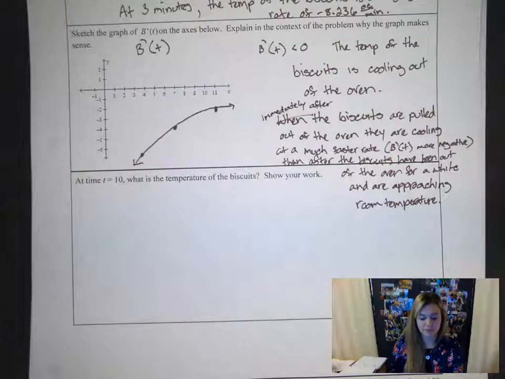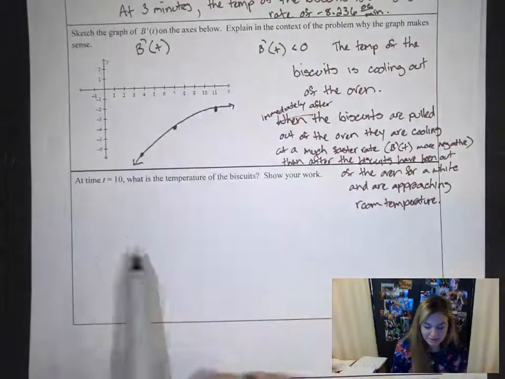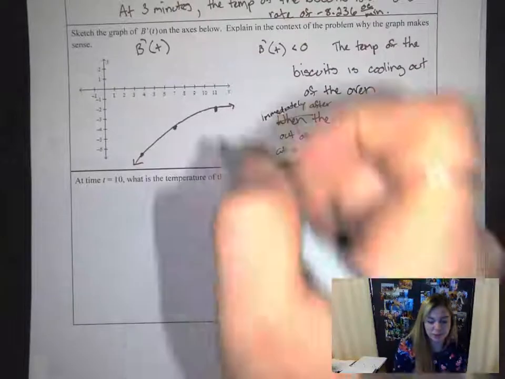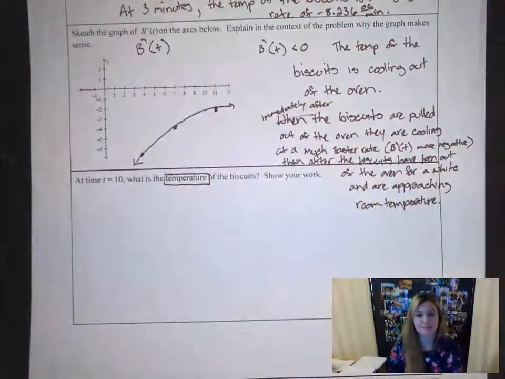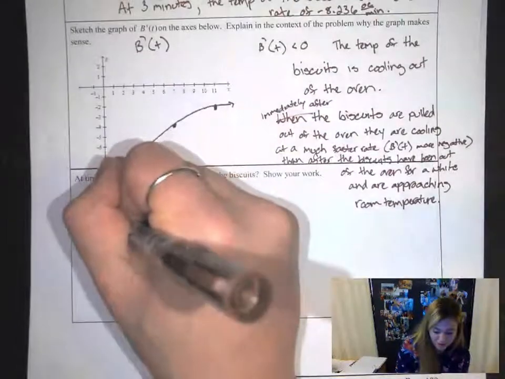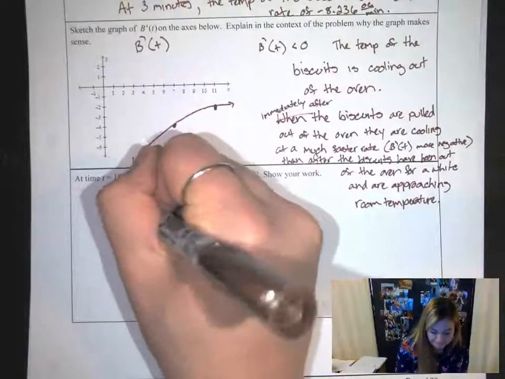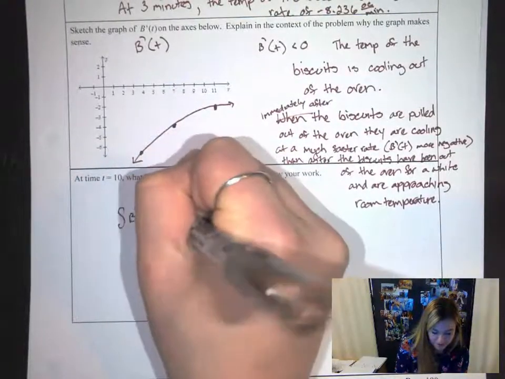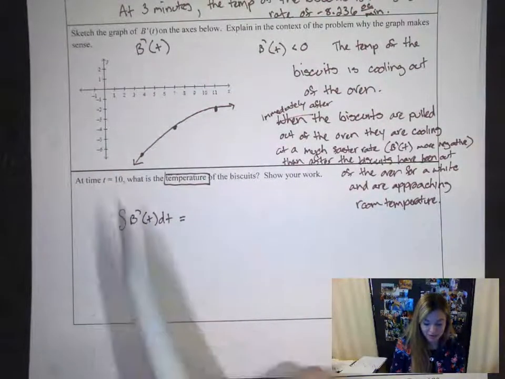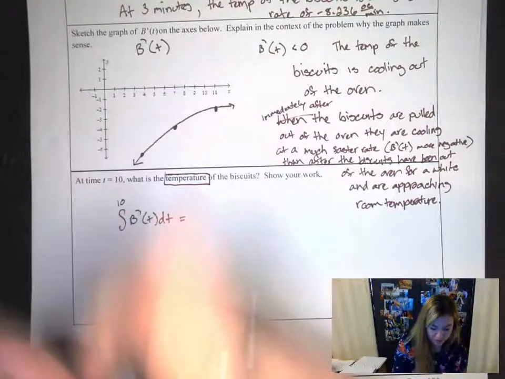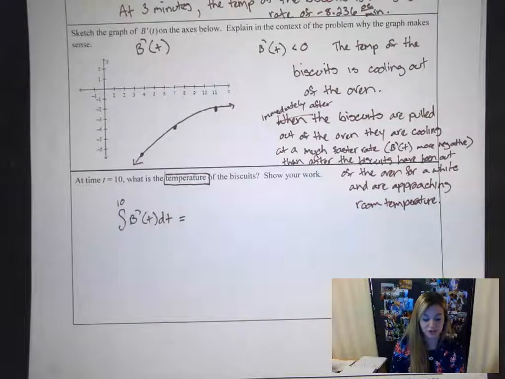Okay, at time t equals 10, what is the temperature of the biscuit? So the only thing we've been given so far is a rate, but now I want the temperature. So anytime you're thinking about that and you're like, if I'm given a rate and I want to find the temperature, I know I need to integrate. And now let's think about what it means. If this is at time t equals 10, I know I have to have 10 somewhere on either my lower limit or upper limit of integration. I'm putting it in the upper just because I know what the lower will be.